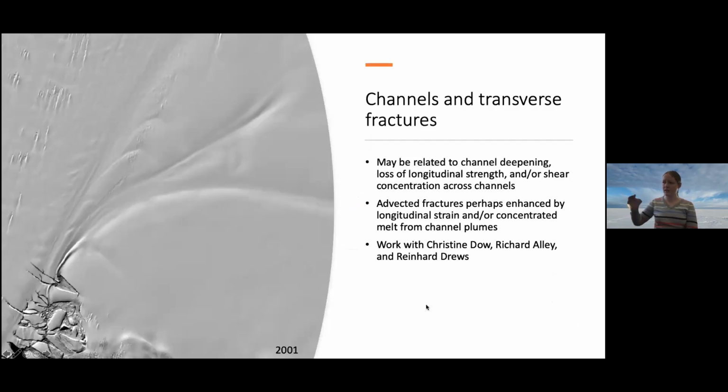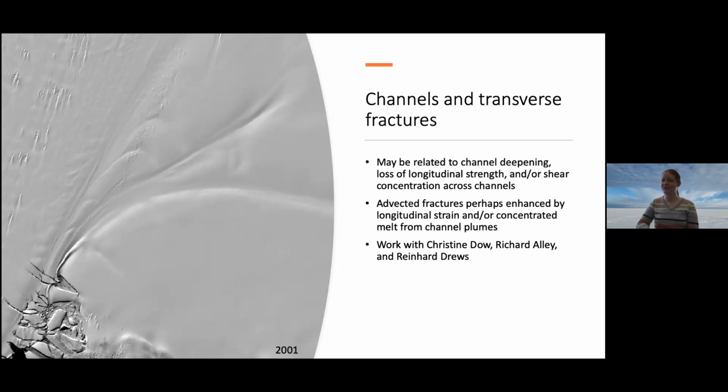And this is something that we're continuing to work on to get at a little bit more of the why, trying to understand why these channel features are connected to transverse fractures. Is it that the channels are causing these fractures to form? I think it's actually more likely that they're widening fractures that have been inherited from the grounding line. They might also be enhanced by basal melt. So we have a lot of questions that we haven't answered yet. If anybody has ideas, I'd be glad to hear them.